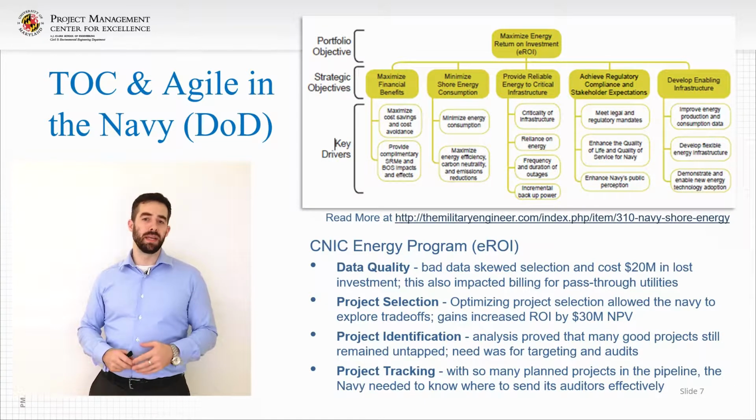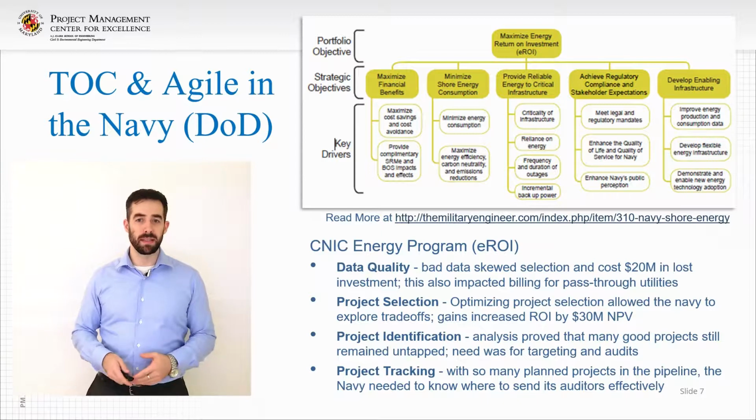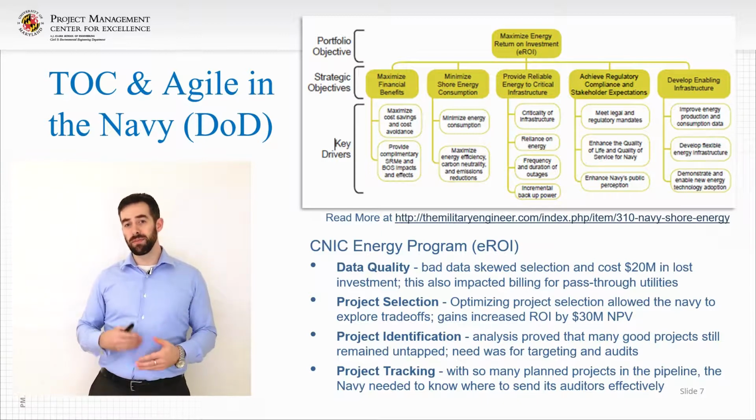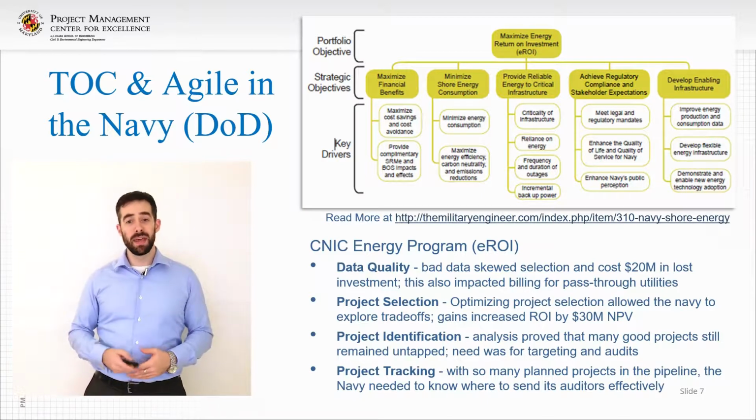And then finally, they needed to track those projects, and that was the last thing that we did for them. And that was important for ensuring that the savings were happening, because things can go awry in a project. So there's an example of the theory of constraints.